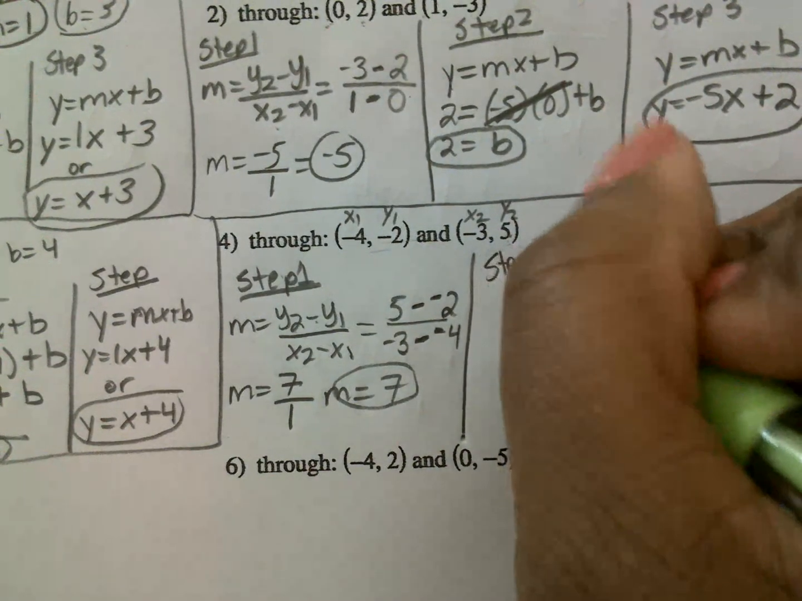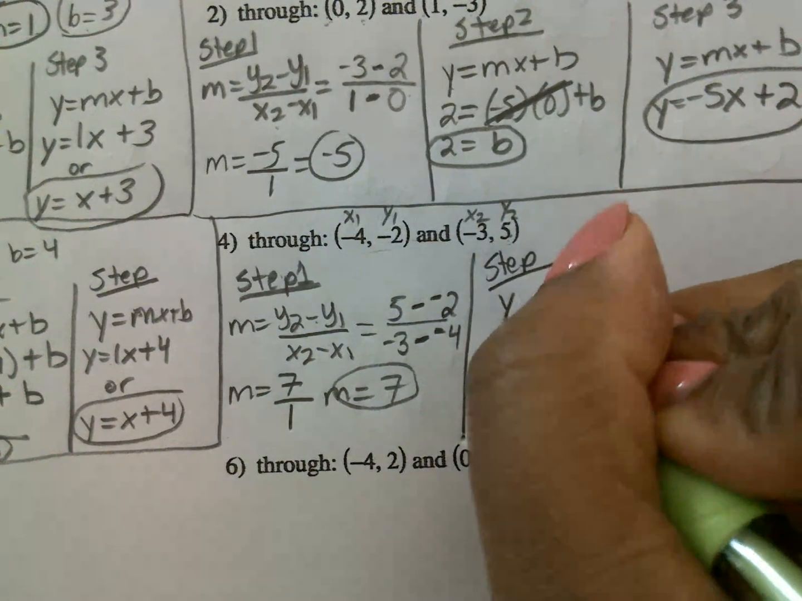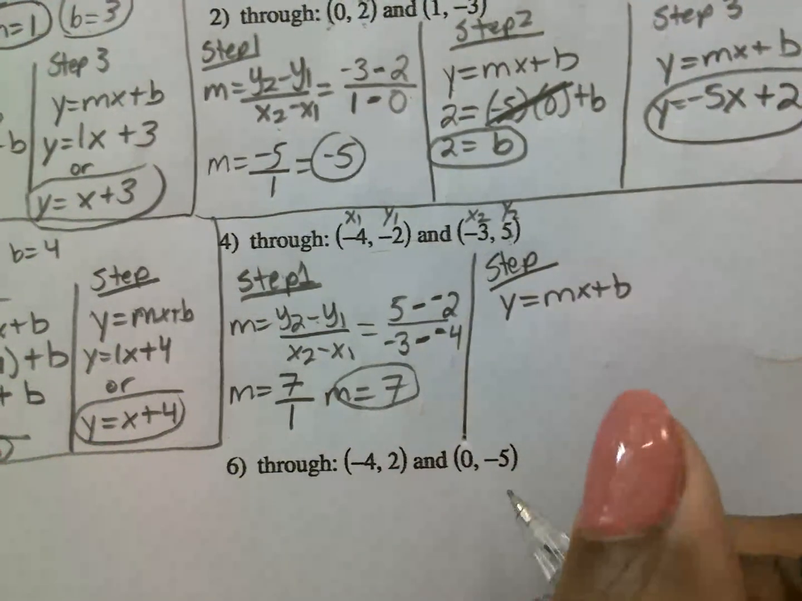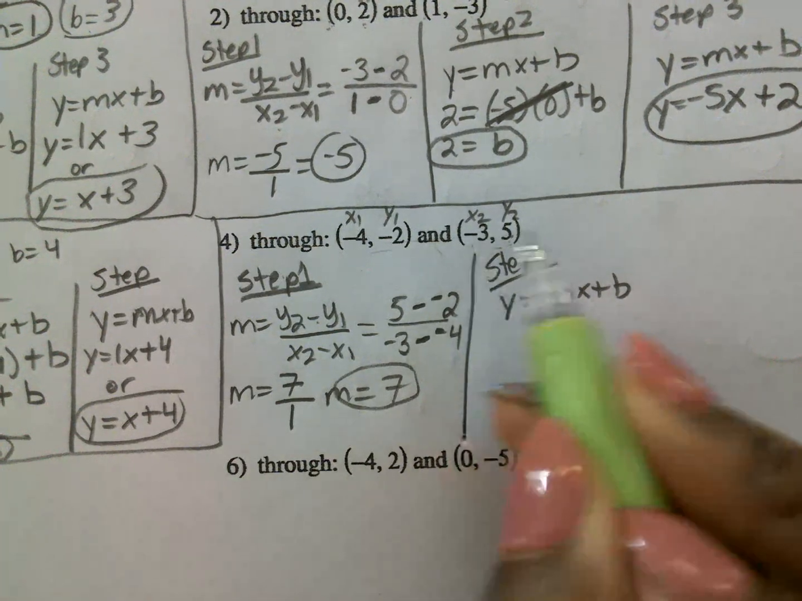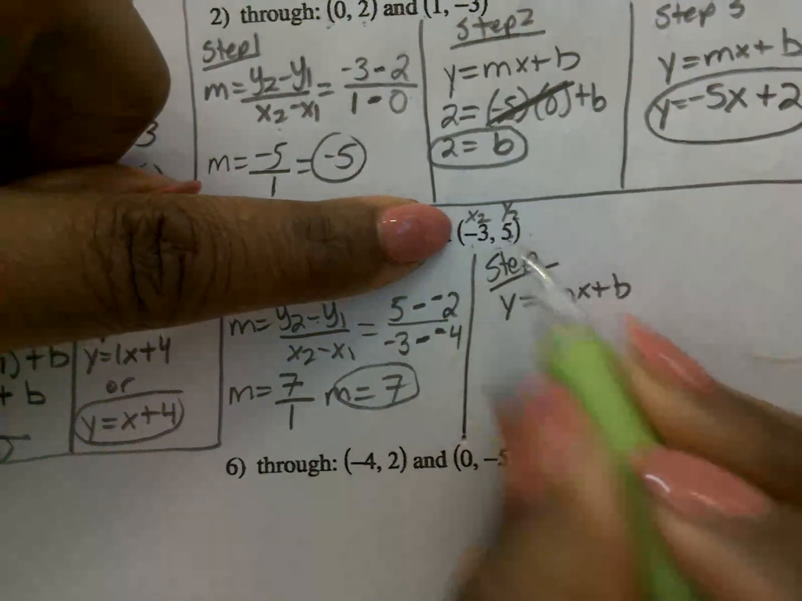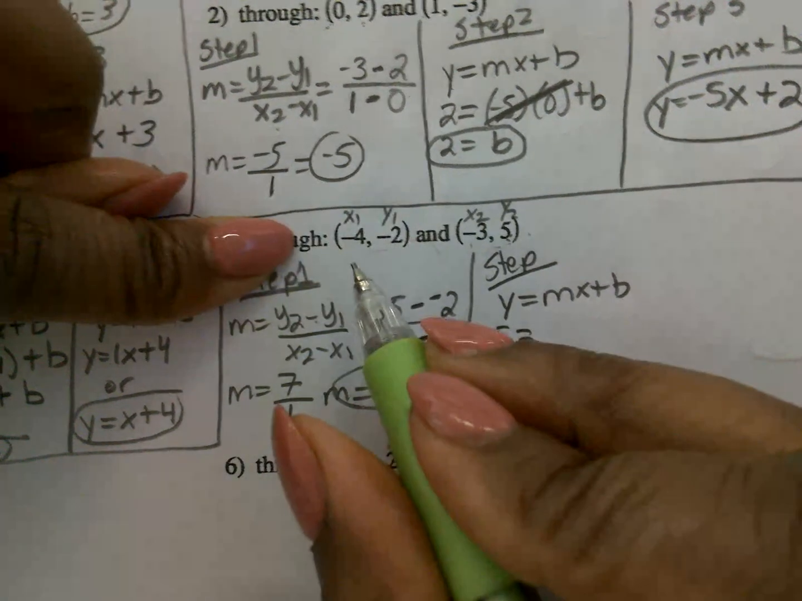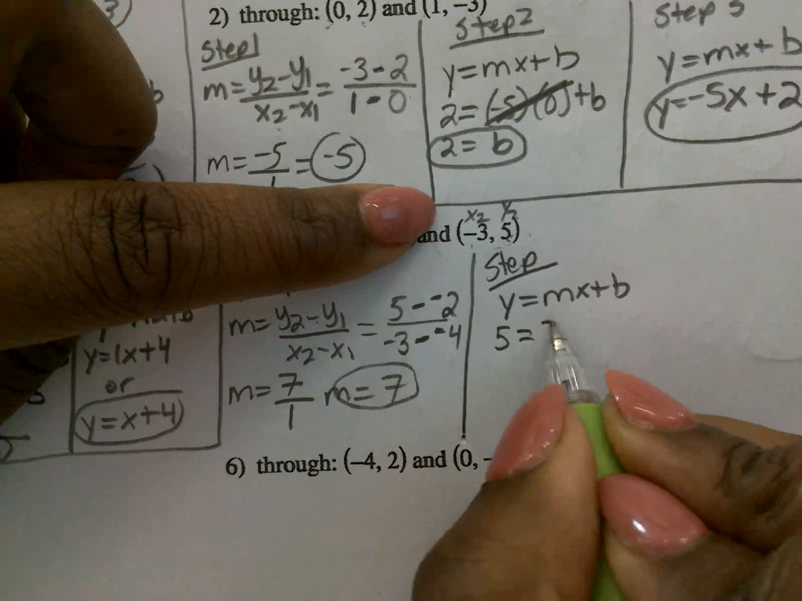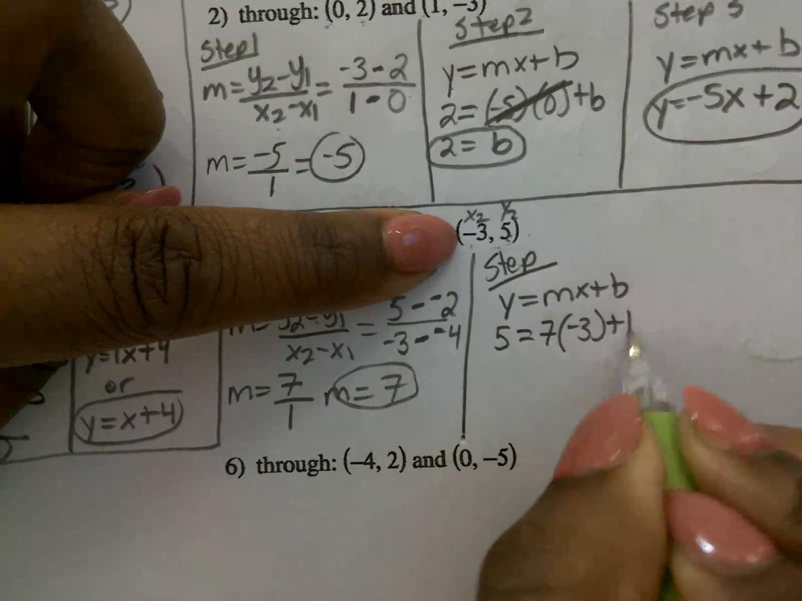Step 2 again is to find b. So you're going to use y equals mx plus b. Doesn't matter which one you use. Let's use the second one again. So this is x and this is y, okay? So if we're using this point, y is 5, so put 5 here. And doesn't matter, remember, I could have used this one. I'm going to get the same answer. Your m we found is 7, so we're going to put 7 here, times x is negative 3, plus b.